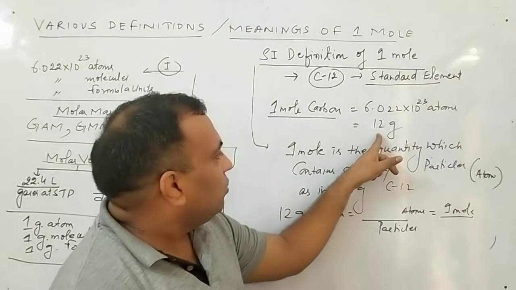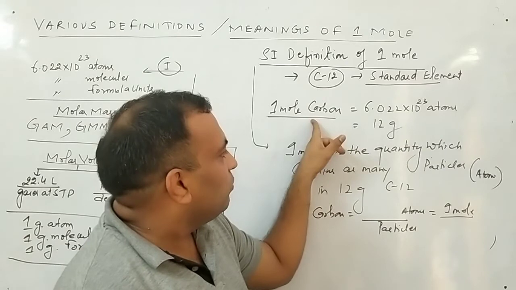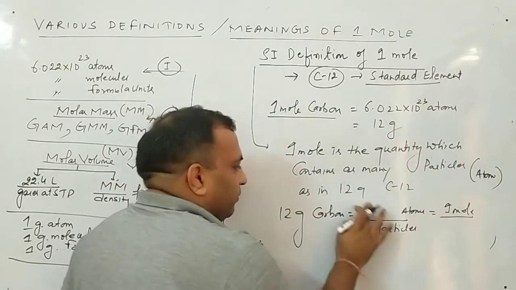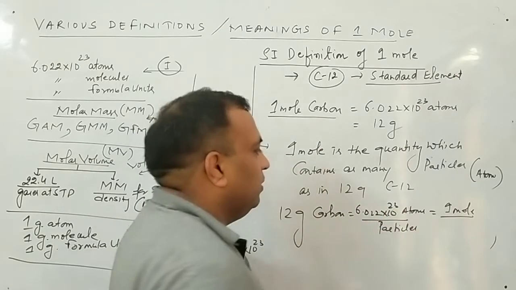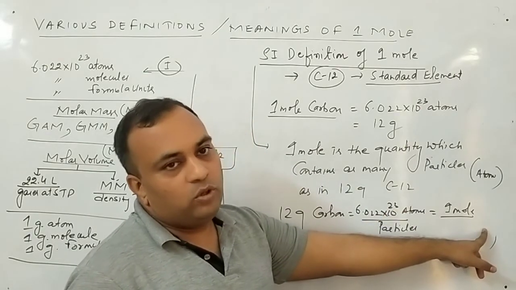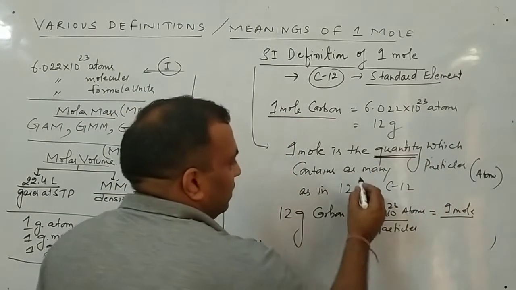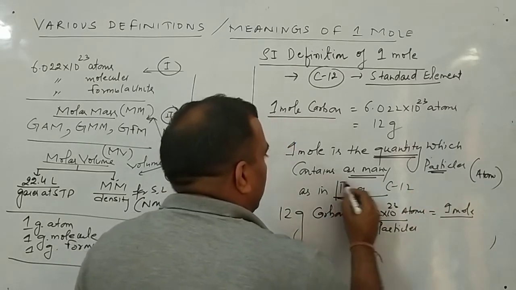So just see, 12 gram is equal to 1 mole and this number of atoms is equal to 1 mole. So I can say 12 gram contains Avogadro number of atoms. So this number of atoms will be 6.022 10 raised to the power 23, that is equal to 1 mole. So the definition is, 1 mole is the quantity which contains as many particles as in 12 gram of carbon 12.